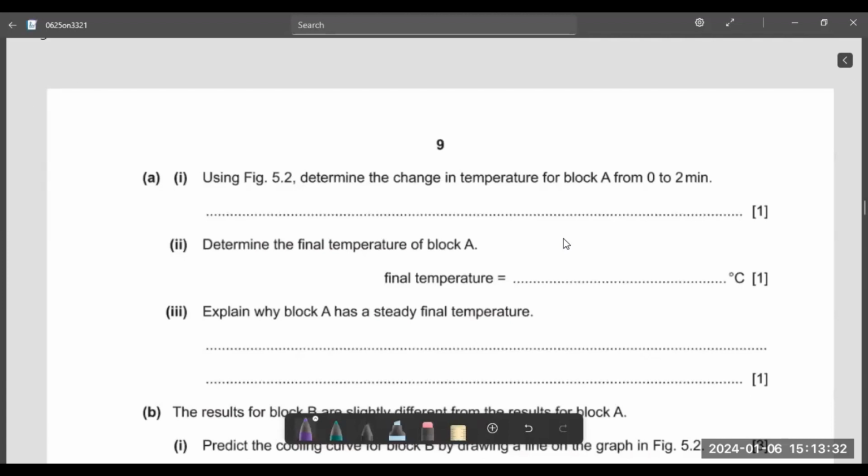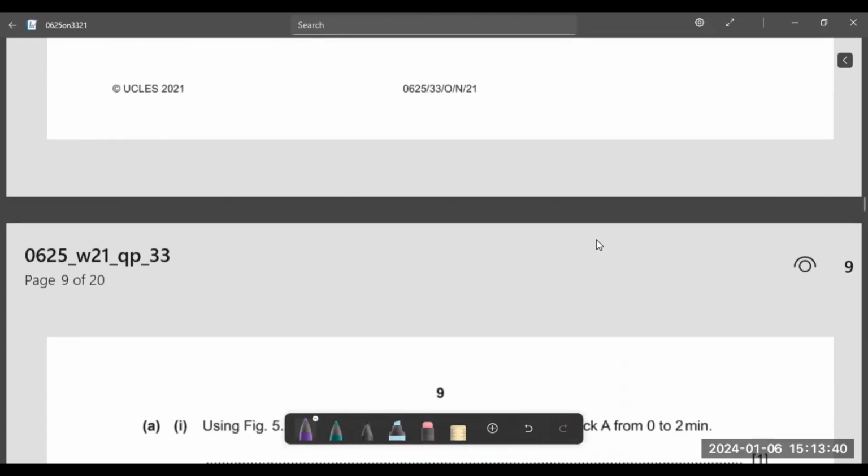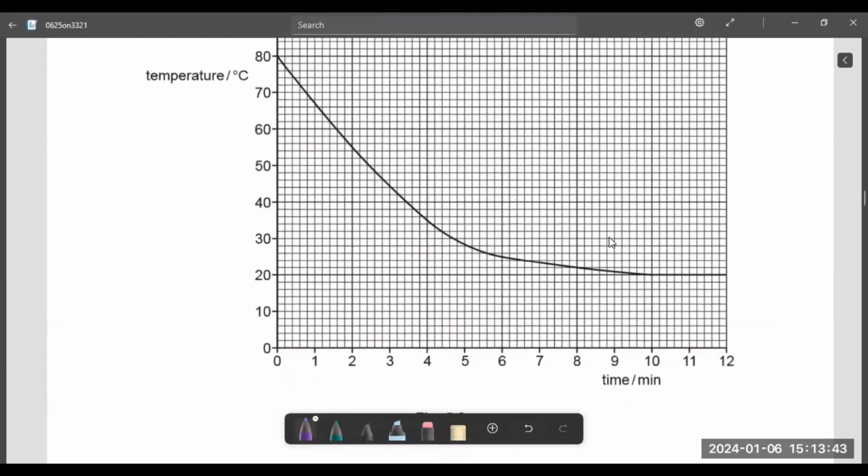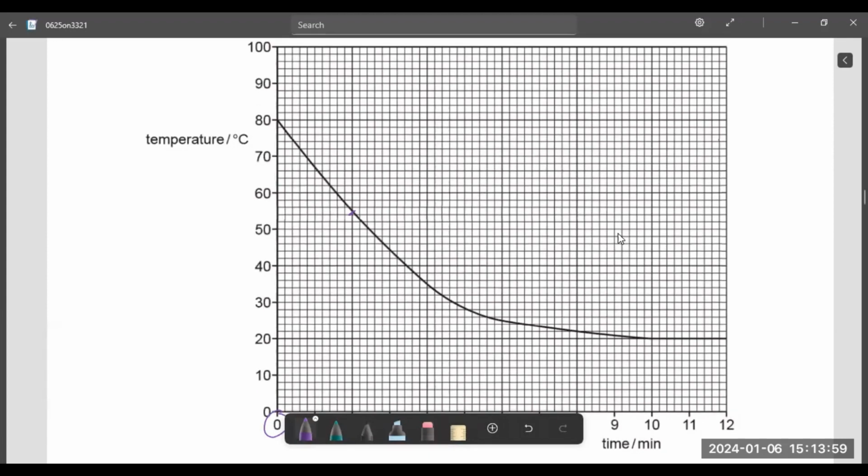Using figure 5.2, determine the change in temperature of block A from 0 to 2 minutes. So we'll look at the graph from 0 to 2 minutes. This is 0, this is 2 minutes. So what is the change in temperature? This is the point here. At the top it is 80. The 80 has changed to around 55. This is the midpoint here.